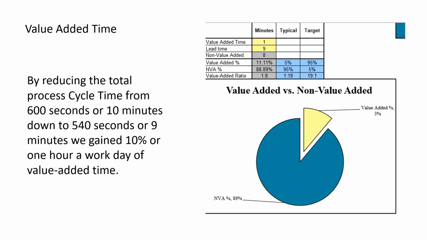By reducing the total process cycle time from 600 seconds or 10 minutes down to 540 seconds or 9 minutes, we gain 10% or 1 hour a work day of value added time. So that's a lot more time. This is how much time we were using. This much already is saved just by reducing our cycle time.